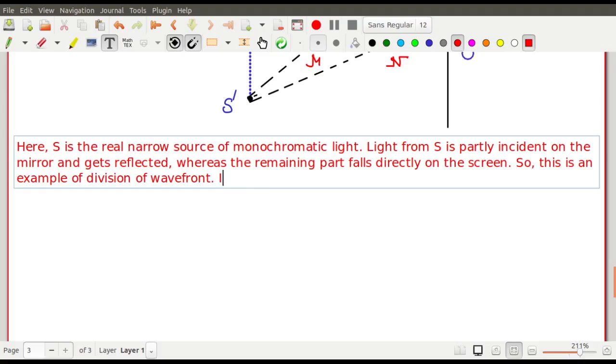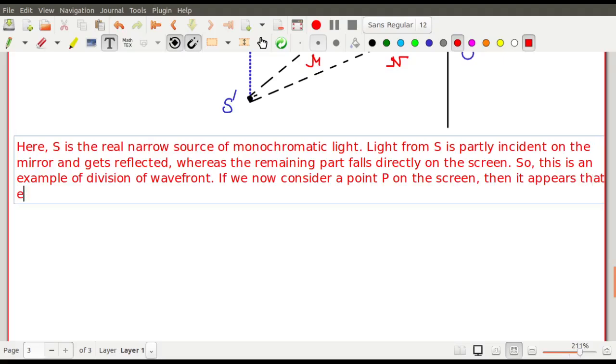If we now consider a point capital P on the screen, then it appears that we have two interfering beams. We have two interfering beams.